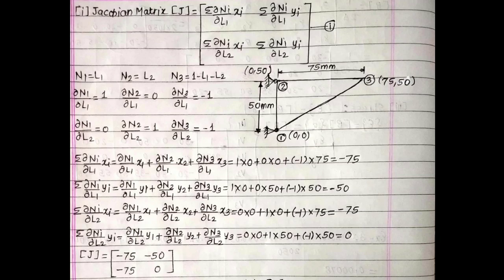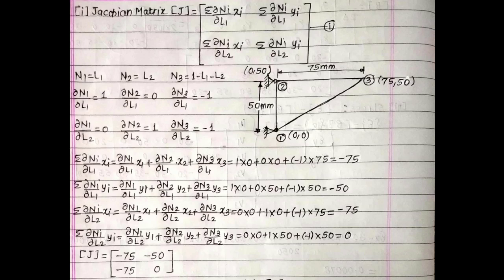So I will put these values in equation 1. So I will get the Jacobian matrix J equal to, in the matrix, minus 75, minus 50, minus 75, 0.